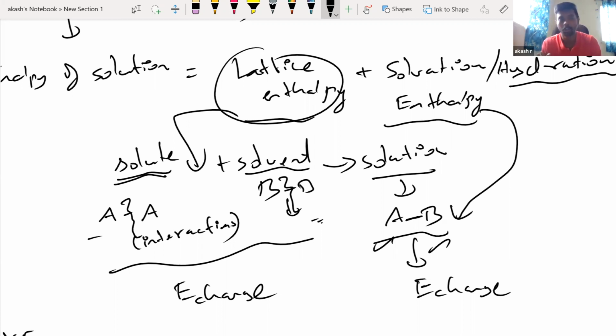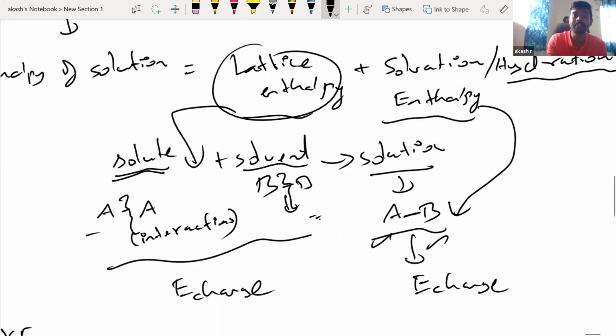This is your overall process. Lattice enthalpy talks about the energy changes occurring during the breaking of interactions, and solvation energy talks about the energies occurring when new interactions are made between the solute and solvent. I hope that makes sense.